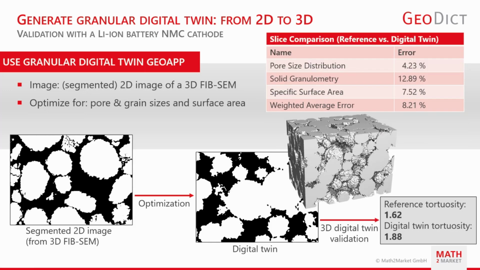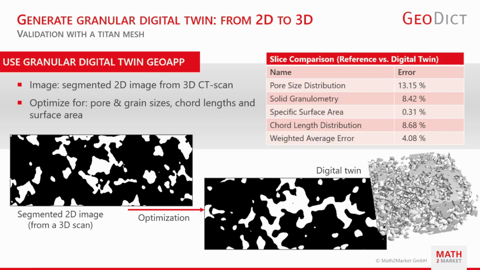Here we have an NMC cathode from a lithium-ion battery, a conventional one, again taken from a 3D FIB-SEM scan. We used it in the 2D to 3D GeoApp and referenced here the tortuosity of the 3D original scan and the digital twin to validate the results. This is a Titan mesh. Again, 2D image goes into the app. We create the digital twin, and you can see that we match it quite closely in this case.